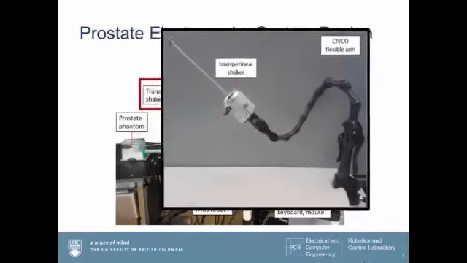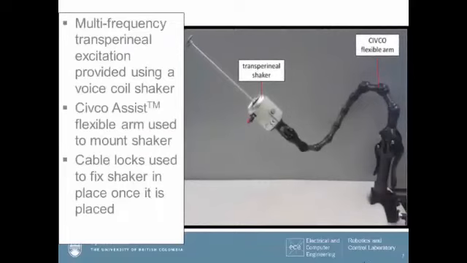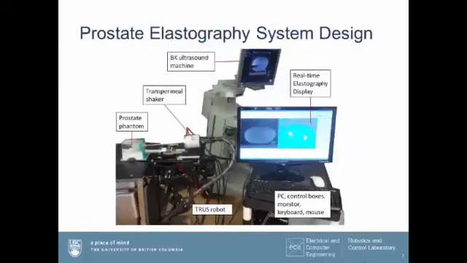In order to get the excitation into the tissue to generate the shear wave, we use a transperineal shaker, which is a voice-coil speaker type mechanism, to generate multi-frequency transperineal excitation. We use this Civco flexible arm that can be used to maneuver the transperineal shaker and provide adequate contact with the tissue to generate the wave inside the tissue or phantom.